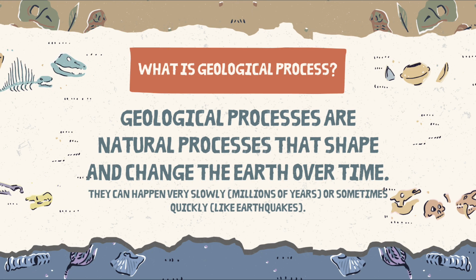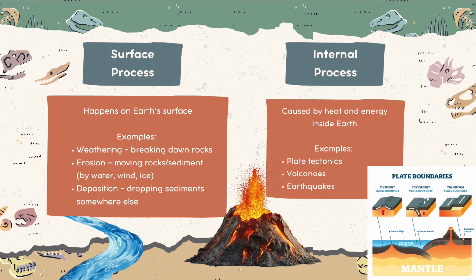Geological processes are natural processes that shape and change the Earth over time. They can happen very slowly, over millions of years, or sometimes very quickly, like during earthquakes. Geological processes happen all around us, but most of them are so slow that we don't notice them in our daily lives. Even though they may seem very small, over long periods of time they can create huge changes to the Earth's surface. There are two main types of geological processes: surface processes and internal processes.